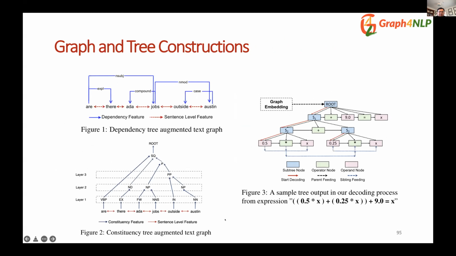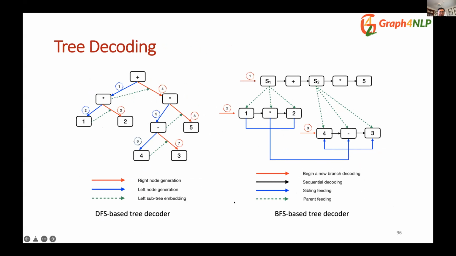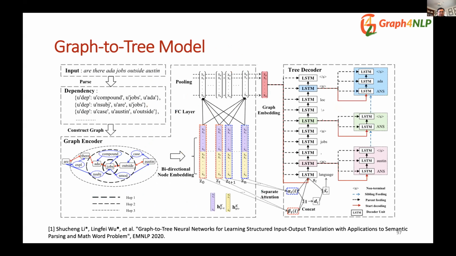Just to show you some examples, you can use a dependency tree to augment the text graph, or a constituency tree to augment the text graph. On the right-hand side, you decompose this sequence equation into a tree structure. Of course there are several ways to do the tree decoding. You can use DFS-based tree decoding or use the BFS tree decoder. This is the model we later proposed, called the graph-to-tree model. The first part is very similar to the graph-to-sequence model, but the key innovation is on the right-hand side: instead of a sequence decoder, we now use a tree decoder.